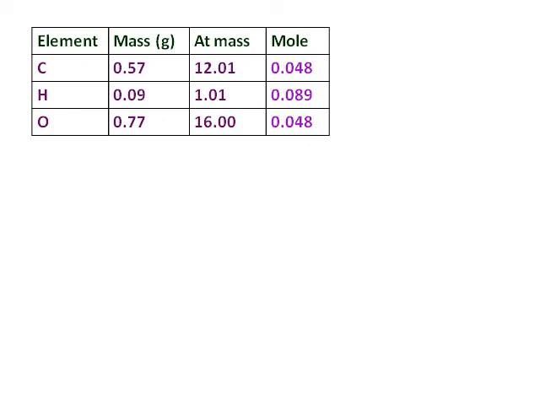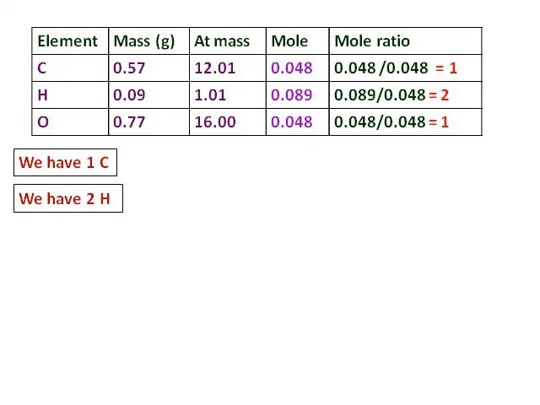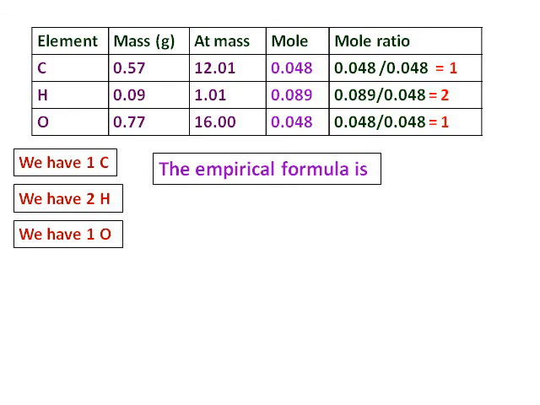The next step is to get the mole ratio, and 0.048 is the smallest mole, so divide all of them by 0.048. That means that we have 1 carbon and 2 hydrogens, and the number of oxygen we have is 1. Combining all these together, we can get the empirical formula of the compound. The empirical formula will be CH2O.